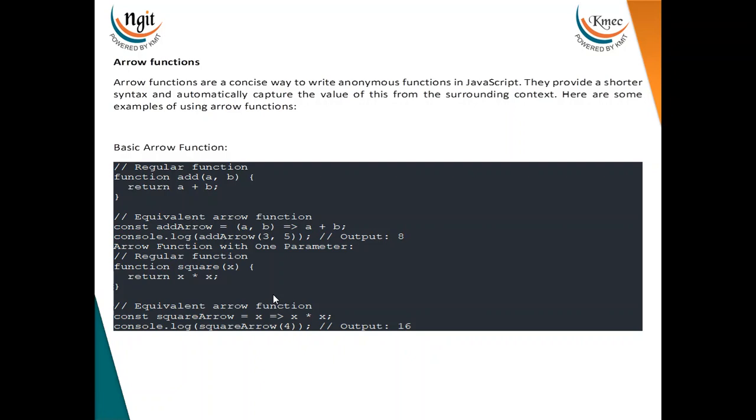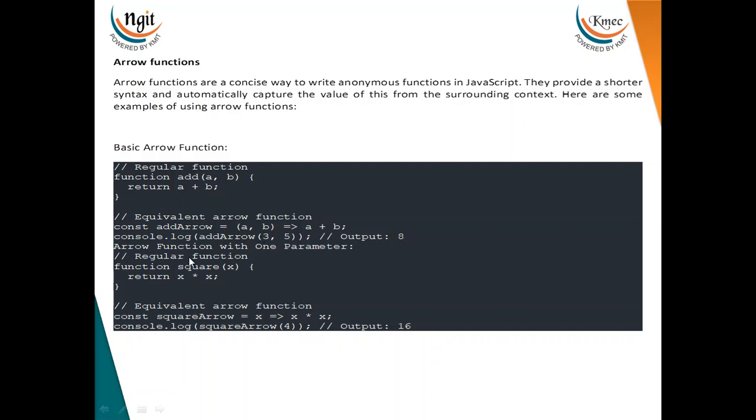Here are some more examples for it. function add, a plus b. This is the regular function what we have given. It could be equivalent to write like this: const addArrow equals (a, b), passing the parameters. We are declaring it to be a function with parameters a, b. It has to execute a plus b. Okay, addArrow, so it will be invoked. I'm trying to invoke it using console.log, so the output will be 8.